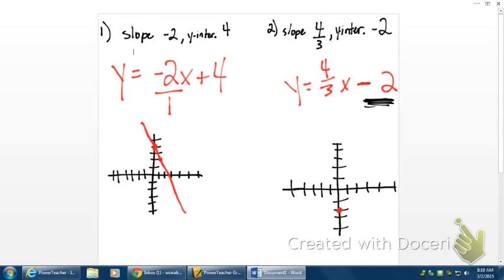Davis, what's the next thing I'm going to do? Absolutely. Now I'm going to work with my slope. And Davis is perfectly right. I'm going to go up 4 and I'm going to go over 3. So up 4, 1, 2, 3, 4, and over 3, 1, 2, 3. Plot that point. And the last thing I would do is connect the dots.